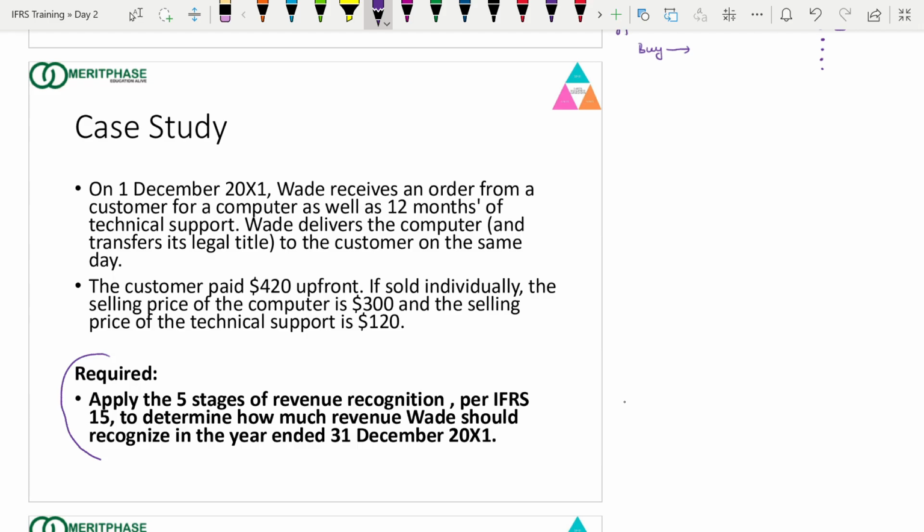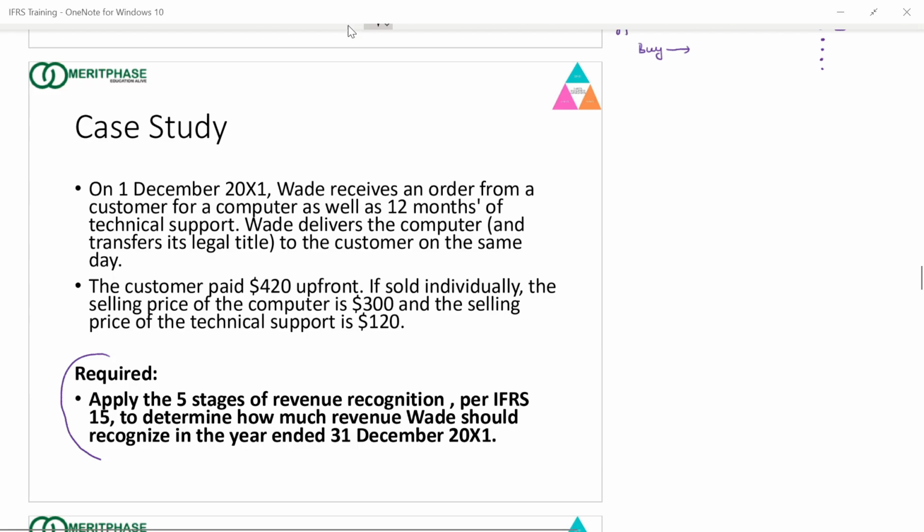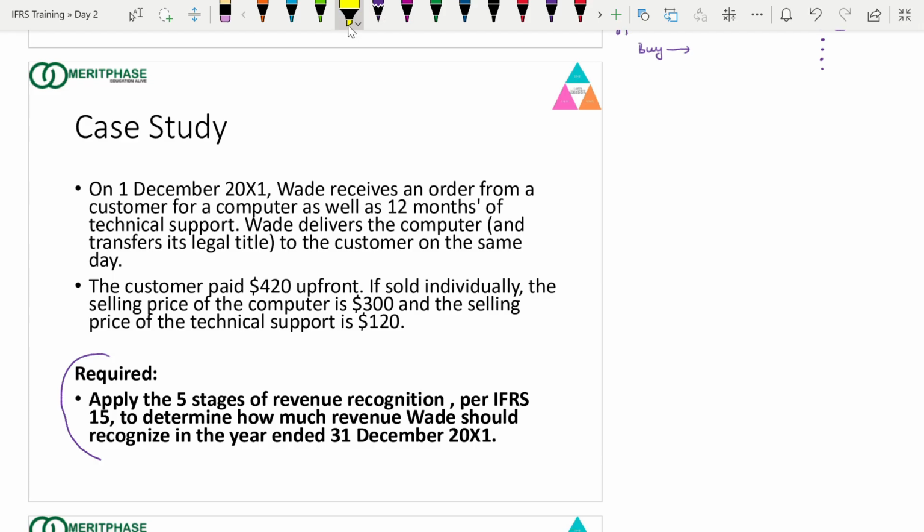Dates are very important. I'm just putting it in another way. This is the reporting date.